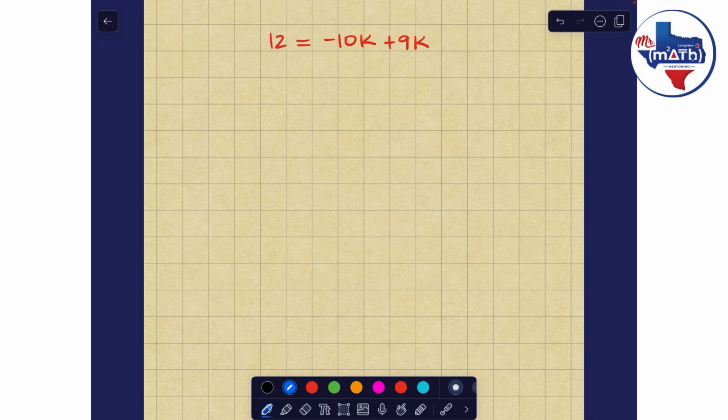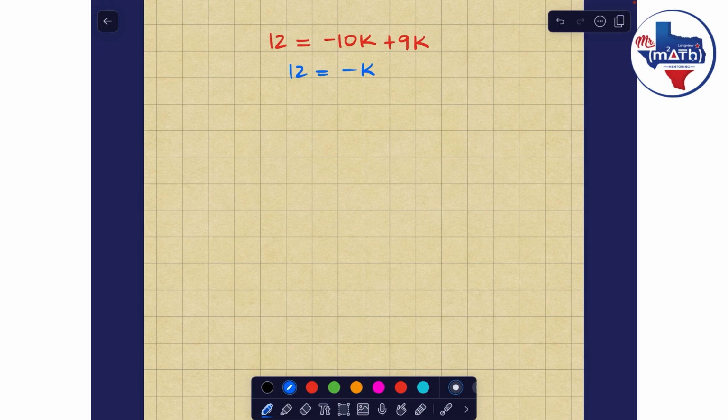We have 12 equals negative 10x plus negative 10k plus 9k. So straight away, let's combine the like terms. Negative 10k plus 9k, that should be only negative k. We're not looking for the value of negative k, we're looking for the value of k.